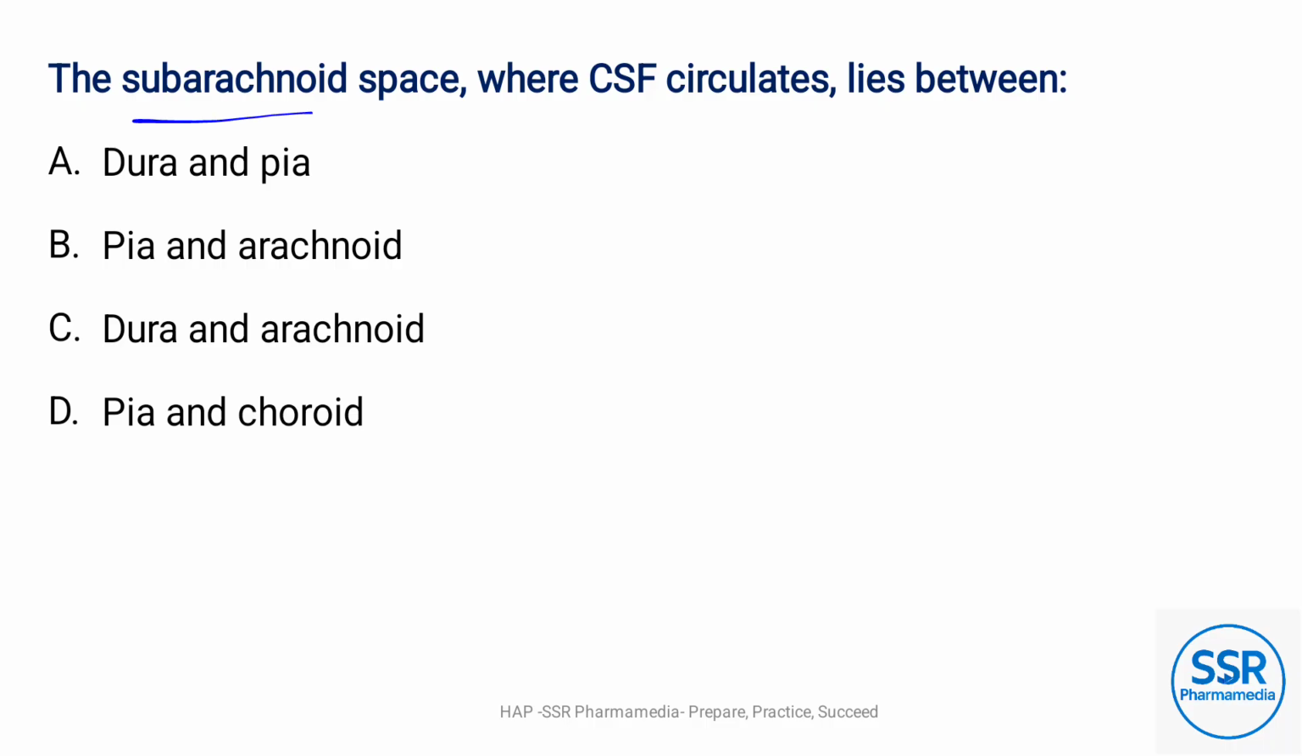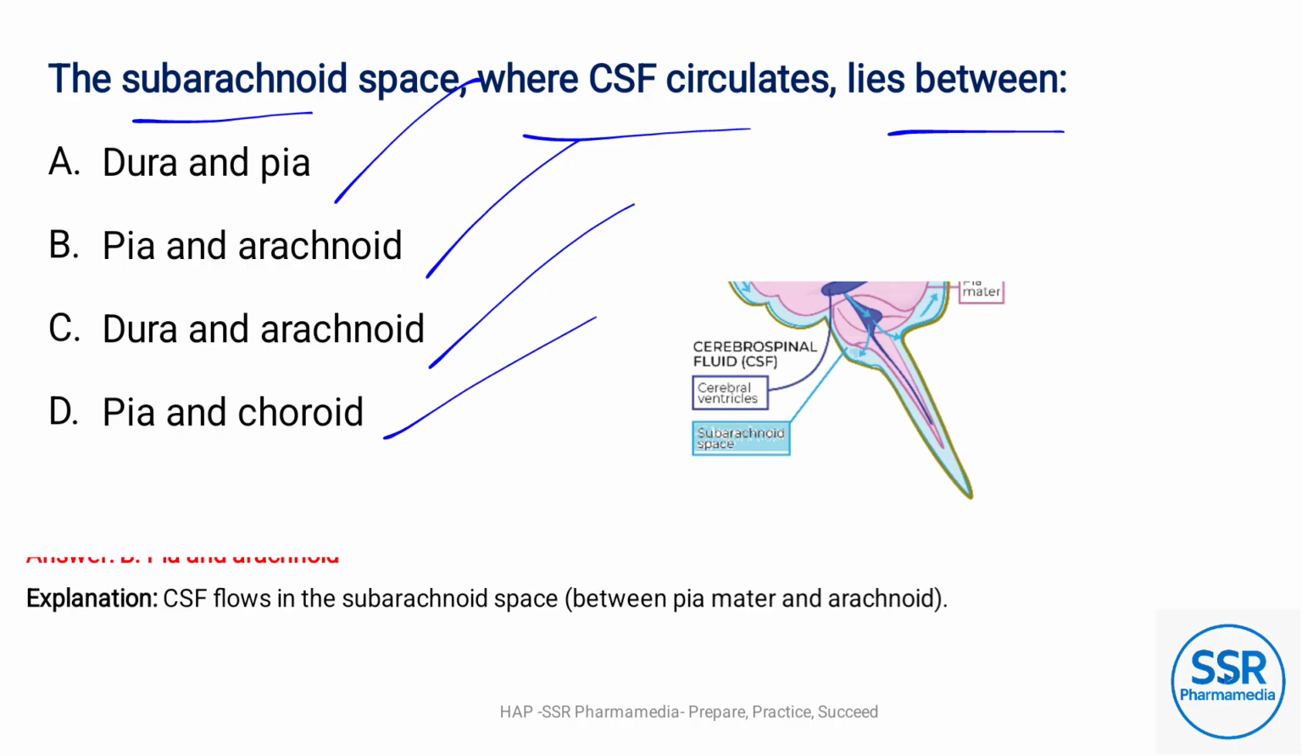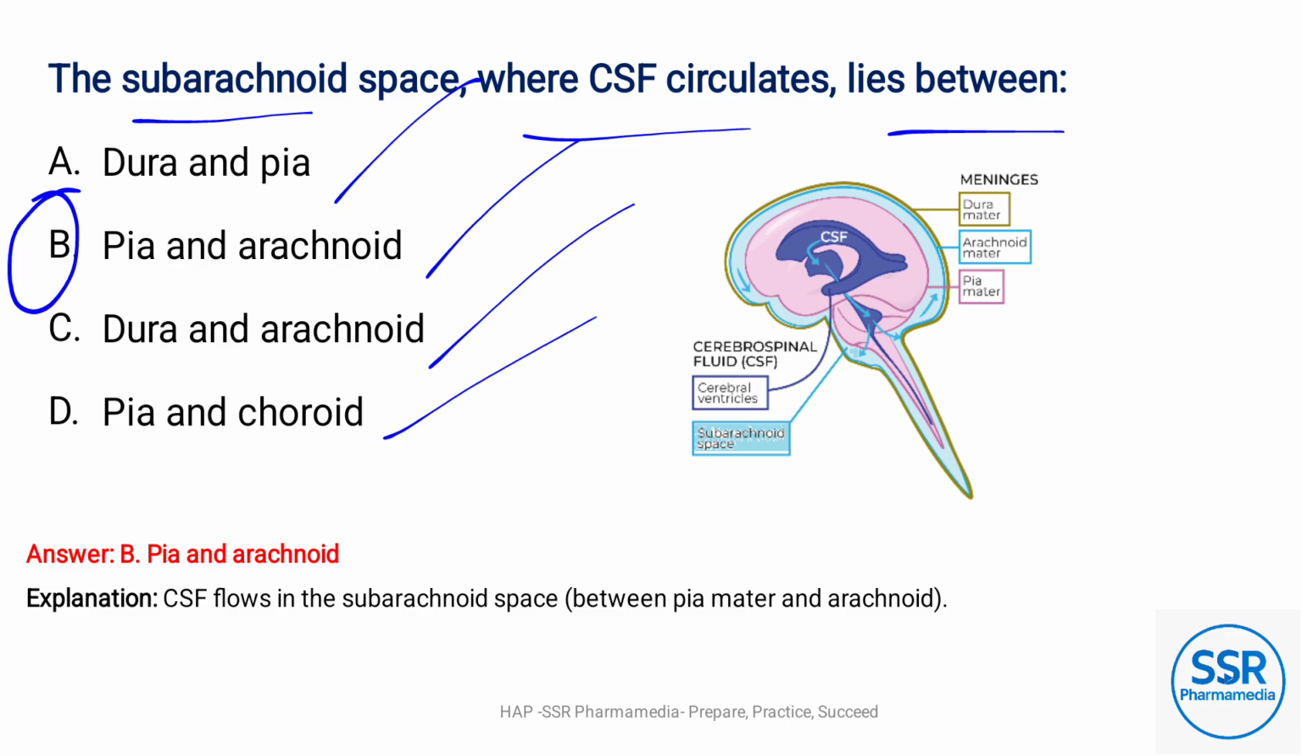Next, the subarachnoid space where CSF circulates lies between: option A, dura and pia; option B, pia and arachnoid; option C, dura and arachnoid; option D, pia and choroid. The answer is option B, pia and arachnoid. So CSF flows in the subarachnoid space, between the pia and arachnoid mater.